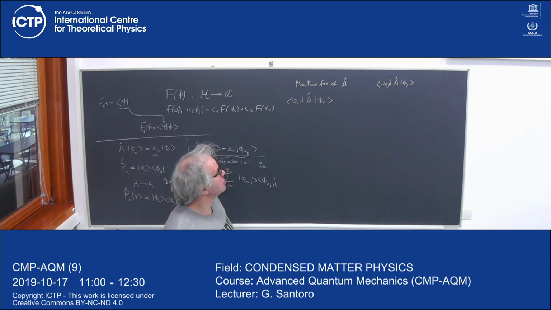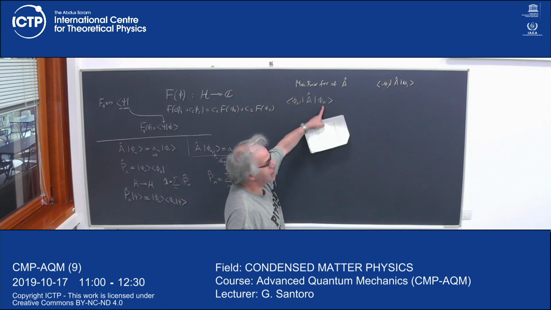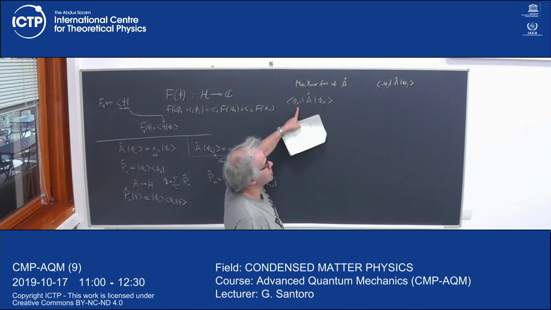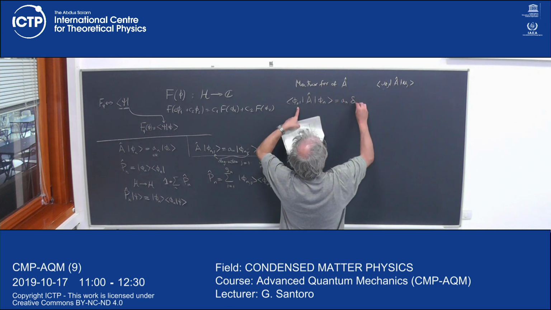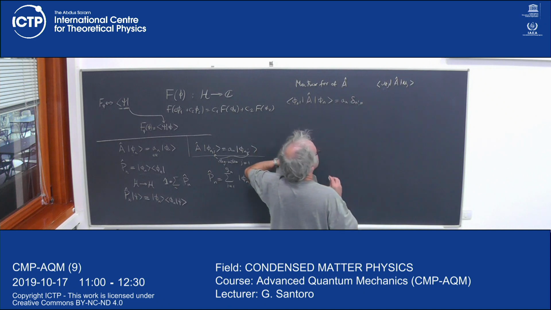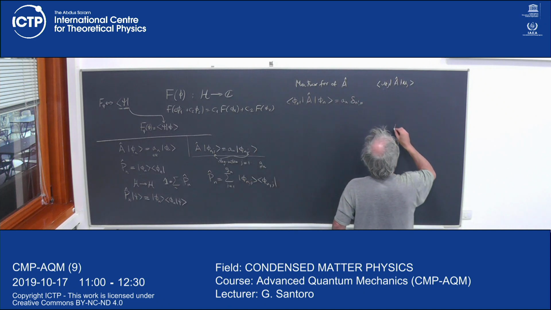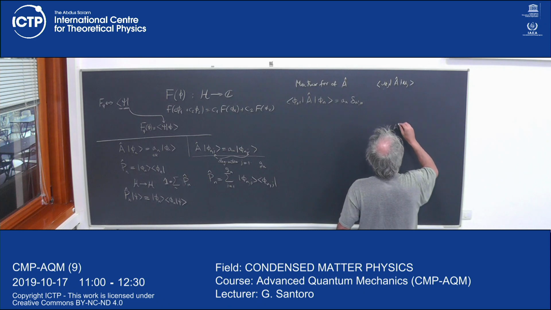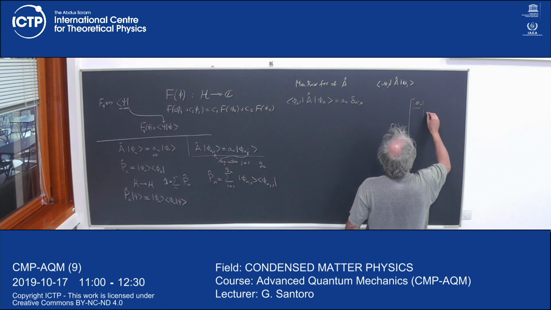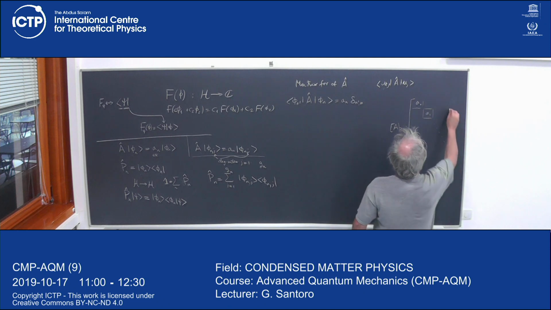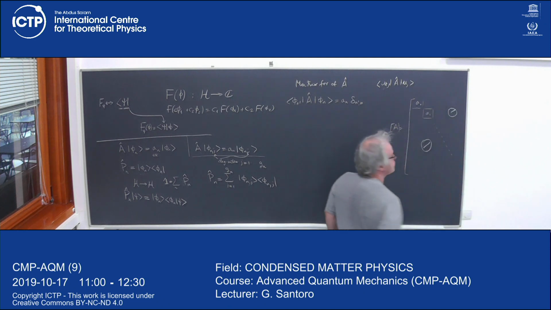Matrix element of this is a_n times phi_n, right? Then you take the scalar product with that, and therefore this is equal to a_n delta of n' n, okay? So if I have to represent this matrix, it would be here A1, here A2, in the diagonal, and 0 everywhere else. Okay?